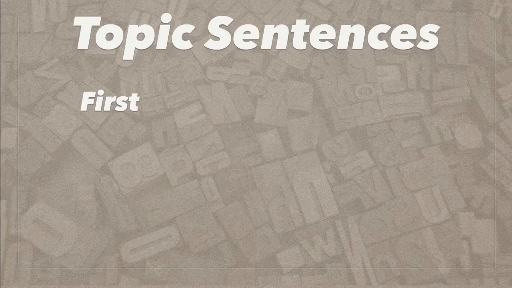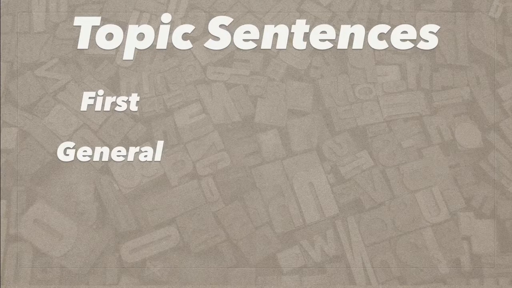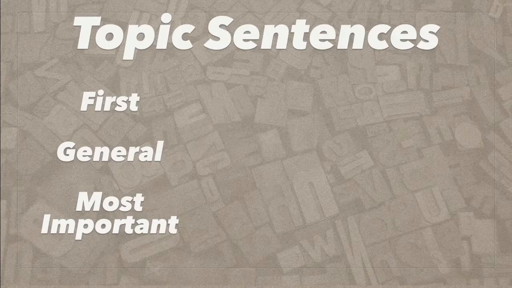To begin, a topic sentence is usually the first sentence in a paragraph. This is not always the case, but it is most of the time. A topic sentence is more of a general statement where the details are going to be found in the body, and a topic sentence is really considered the most important sentence in a paragraph.